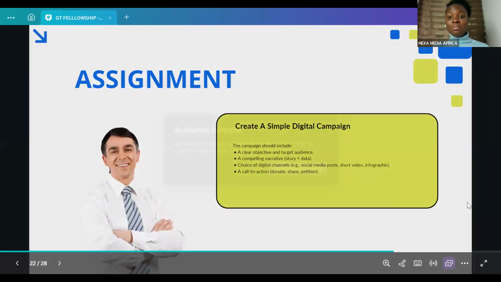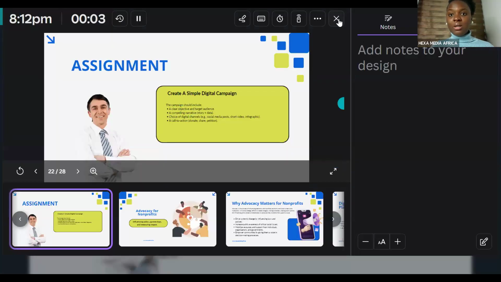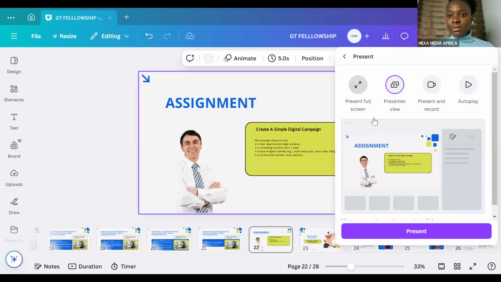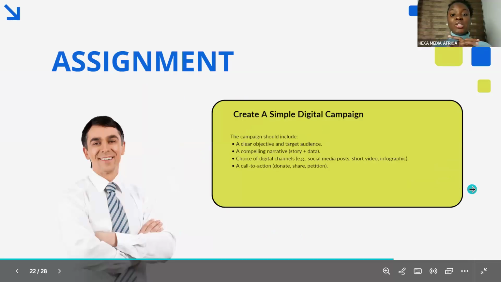No organization is the same, even if you're championing the same cause. Sorry about this. Okay. So even if you're championing the same cause, no organization is the same.